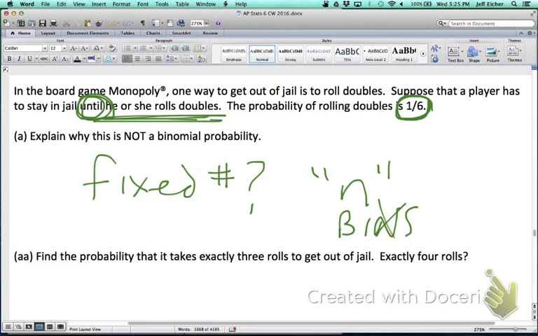Let's find the probability of part A: the probability that it takes exactly 3 rolls to get out of jail. Exactly 3 rolls. So pause this video and see if you could just use what you know about probabilities to calculate that.